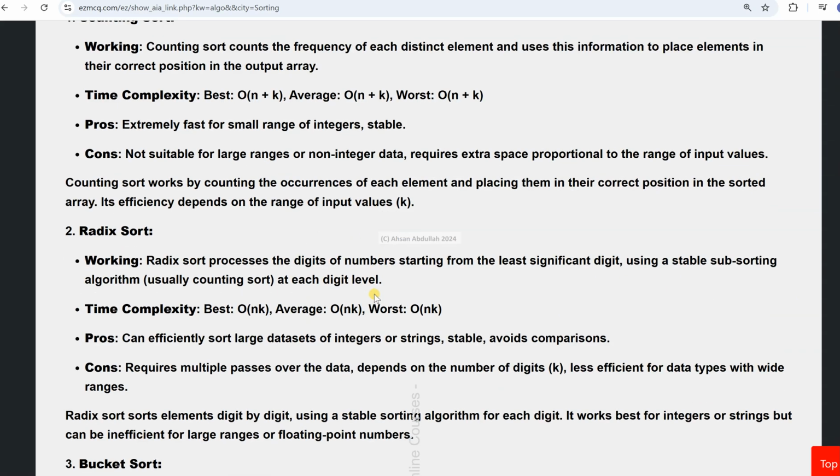Then is the radix sort. So the radix sort again has the best case, average case, and worst case of order n k. And what is k? K is the number of digits in the number. K is the number of digits. So how does radix sort work?